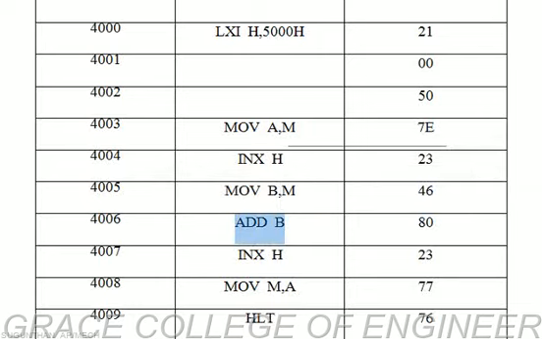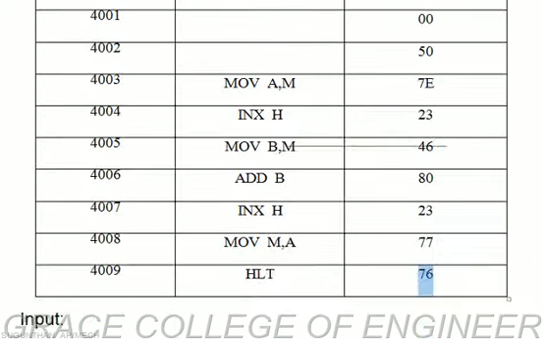Address 4006, mnemonics ADD B, opcode 80. Address 4007, mnemonics INX H, opcode 23. Address 4008, mnemonics MOV M, A, opcode 77. Then address 4009, HLT, corresponding opcode 76. Okay, that's the program.